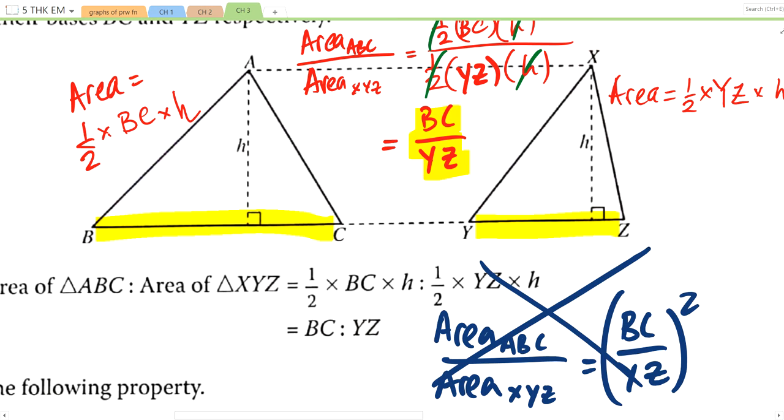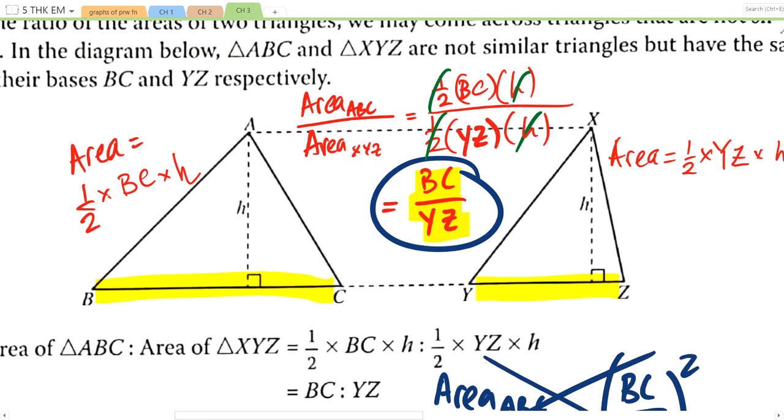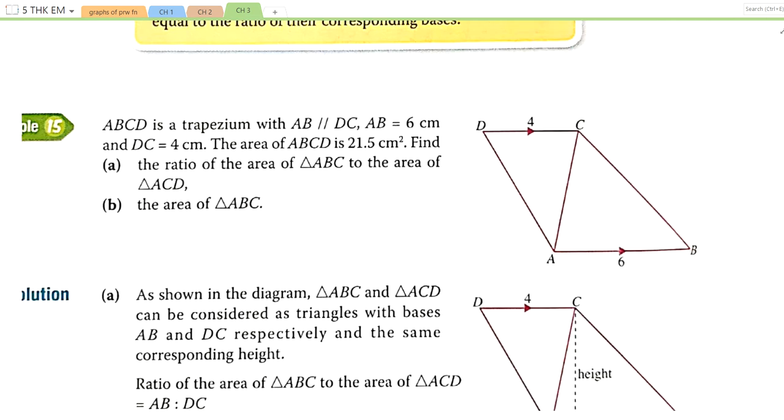Can you see why people make this kind of mistake? Yes, because they confuse two different methods for finding ratio of areas. So please don't make this mistake. It is simply the ratio of the base, and it is proven with this working over here. Alright, so let us try an example.